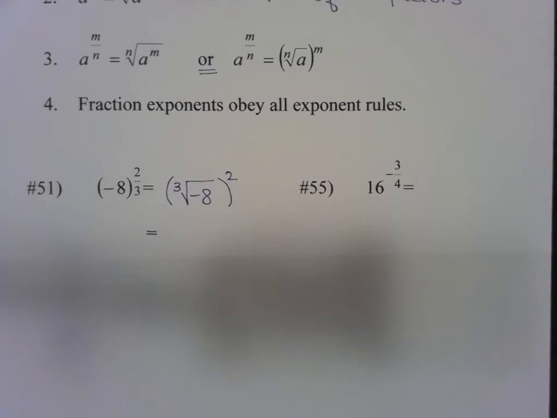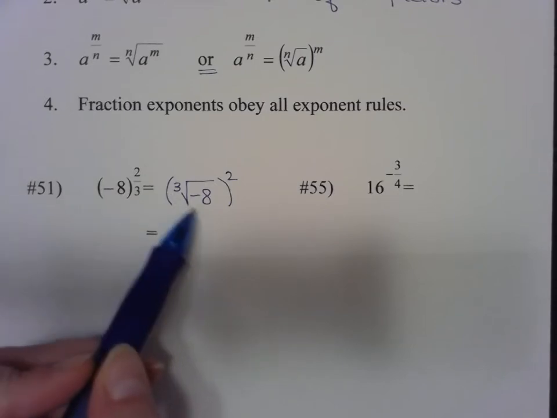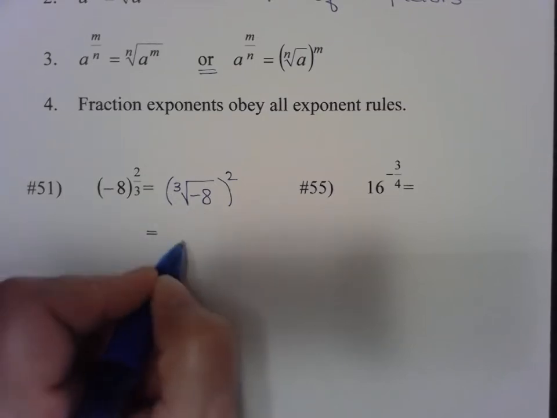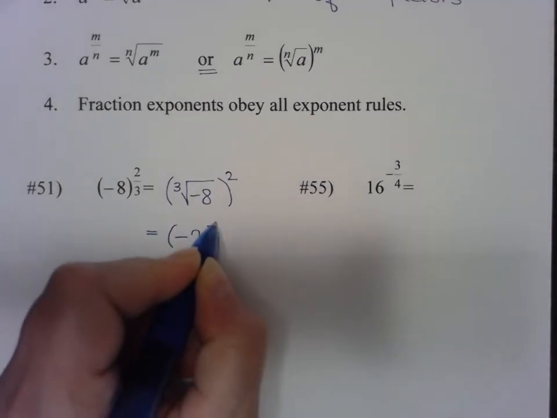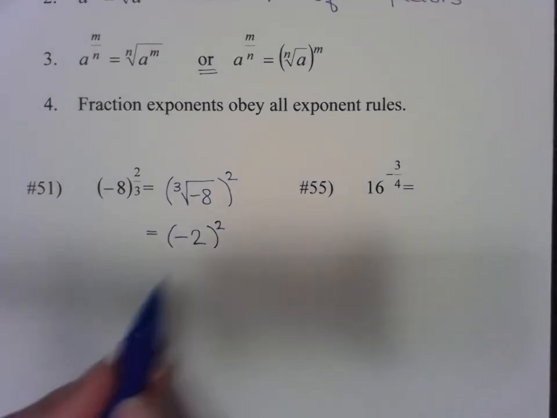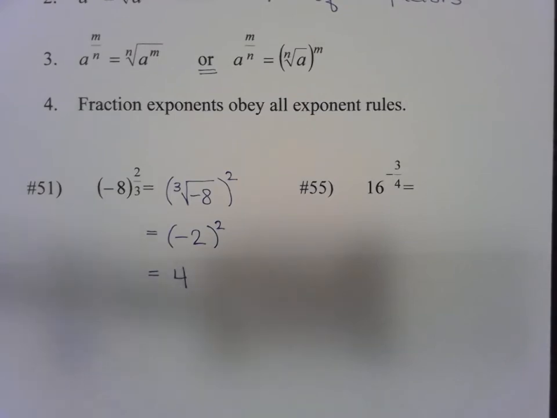Okay, and now that we've kind of translated that, right, we can go ahead and evaluate. So I can take the cube root of -8. We've done this several times now, so that's -2. And then I can square that. -2 times -2 would give me +4.